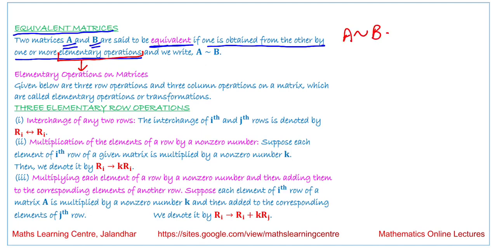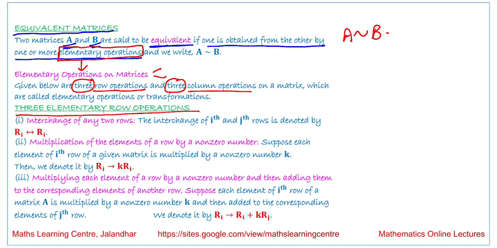Now we come to the part of what an elementary operation is. When we are talking about elementary operations, they are divided into two parts: either elementary row operations or elementary column operations. There are three elementary row operations and three elementary column operations. First we are talking about the three elementary row operations.